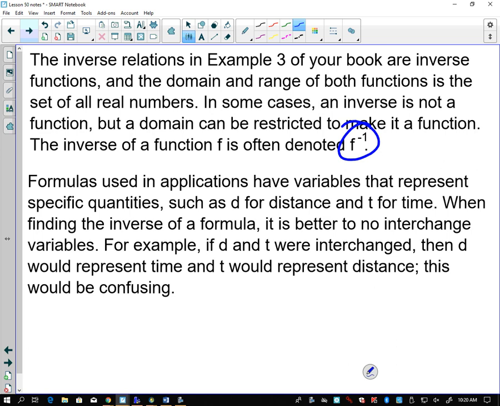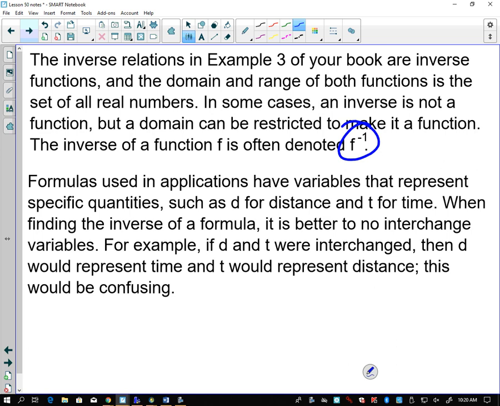Okay? So formulas used in applications have variables that represent really specific quantities, such as if we're using distance equals rate times time. Or d equals distance. It means something specific. T is for time. So when finding the inverse of a formula, it's better not to interchange the variables, not to swap time and distance. For example, if d and t are interchanged, then d comes to represent time and time comes to represent distance, and that becomes really confusing.